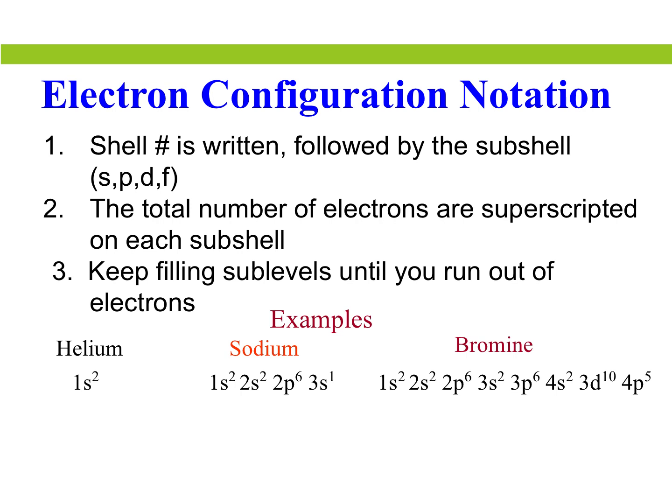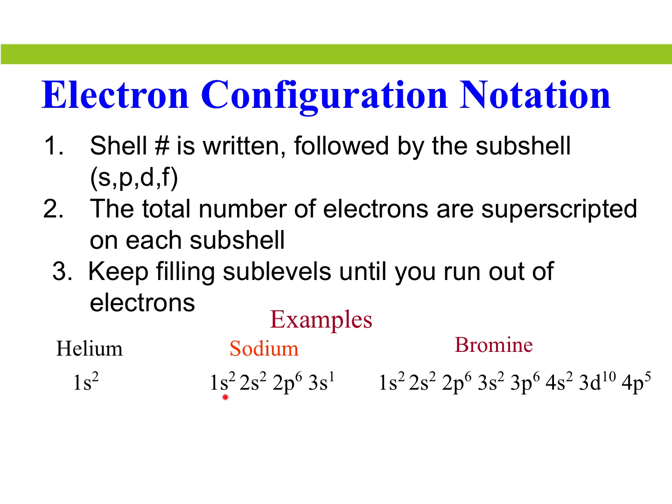When we write electron configuration, we write the shell number first, followed by the subshell, which is either the S, P, D, or F letter. Then the total number of electrons is superscripted on each subshell. We'll keep filling levels until we run out of electrons. For example, helium's electron configuration is 1s2. So it's in the first shell, the S subshell, and it has 2 electrons.